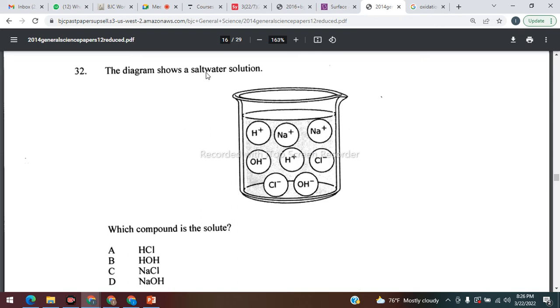So because it's a salt water solution, we know that the solute, the thing that is going to be dissolved, right? The solute, which is salt, is going to be dissolved in the water. And the chemical symbol for that is NaCl. Okay.